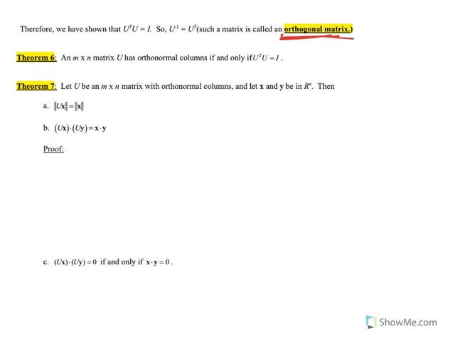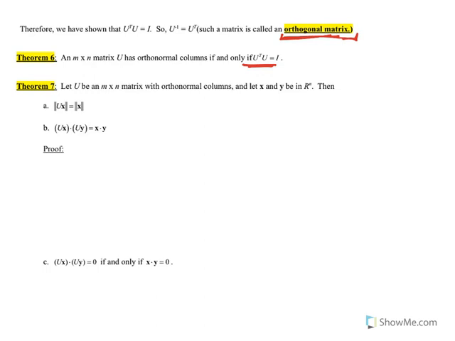So if we have an orthogonal matrix, we have 2 things. Okay? 1, you can conclude from this, U transpose is the inverse of U. 2, in an orthogonal matrix, the columns have to be orthonormal. Okay? All right, so last couple things we'll do here, and then we'll be done.